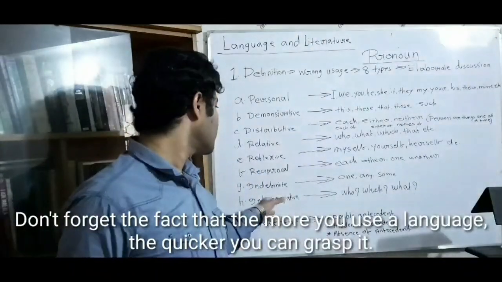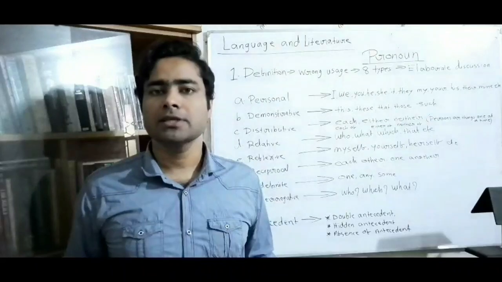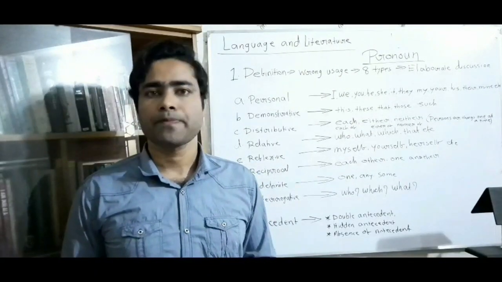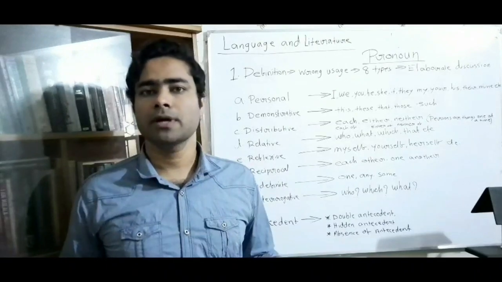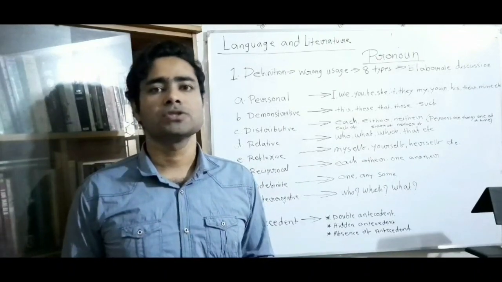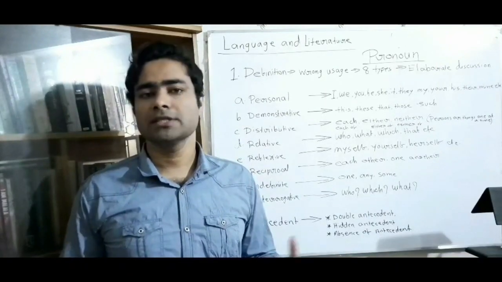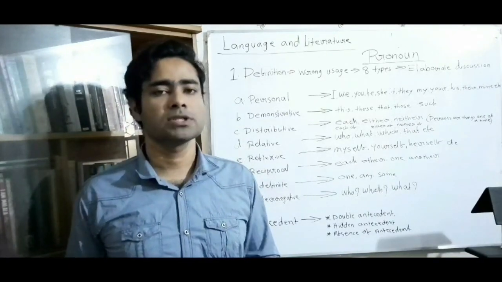So finally we have interrogative pronoun. Interrogative pronouns are used to make question sentences. For example, when did you do this work? Where have you come from? What did you do? These are called the interrogative pronouns. So interrogative pronouns are used actually to make question sentences.